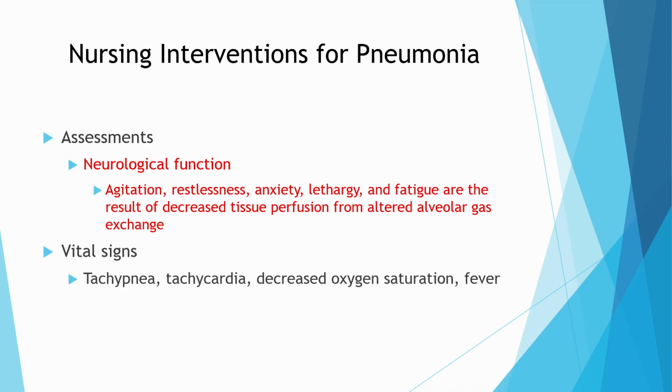So some nursing interventions for pneumonia. We are going to assess and we are going to look at neurological function. Ladies and gentlemen, please listen up, and listen up now. Agitation, restlessness, anxiety, lethargy, and fatigue are the result of decreased tissue perfusion from altered alveolar gas exchange. Ladies and gentlemen, please take note. And then we are going to look at vital signs: tachypnea, tachycardia, decreased oxygen saturation, and then fever.